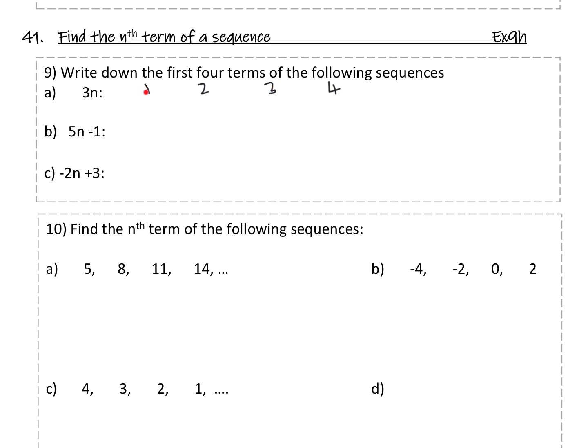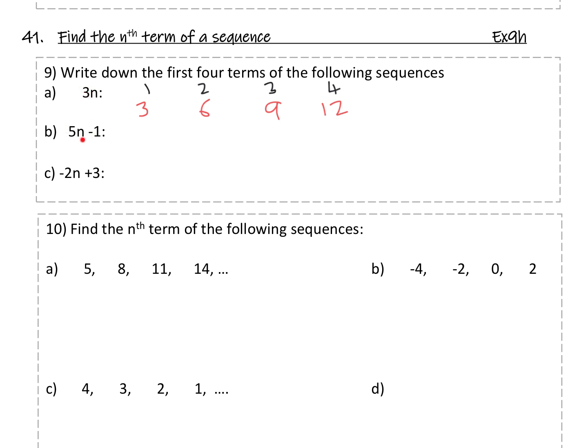So if n is 1, the first term, 3 ones are 3. The second term, that means n is 2, 3 2s are 6. When n is 3, 3 3s are 9. The fourth term, n is 4, 3 4s are 12. So that's the first 4 terms of this sequence 3n.